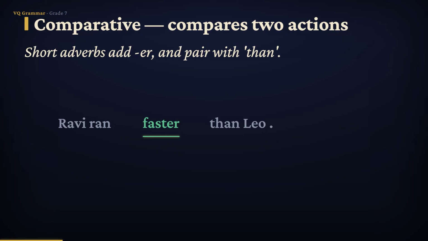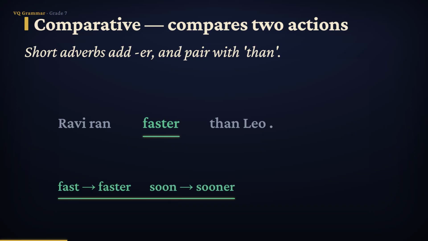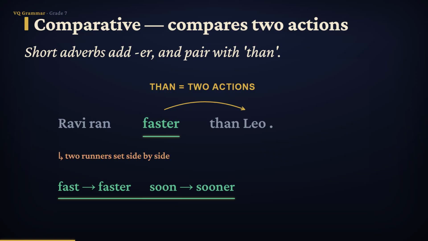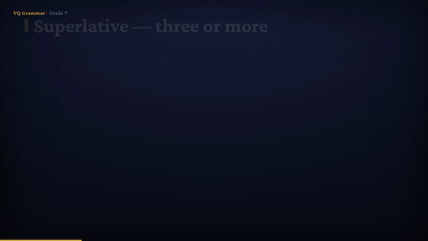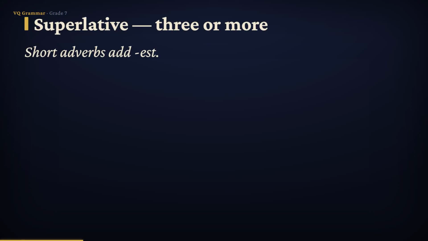For most short adverbs, you build the comparative by adding the ending er. Fast becomes faster. Soon becomes sooner. And notice that little word than. It loves to show up with a comparative because you're setting one action beside another. Two actions, the er ending, and than. That's the comparative.